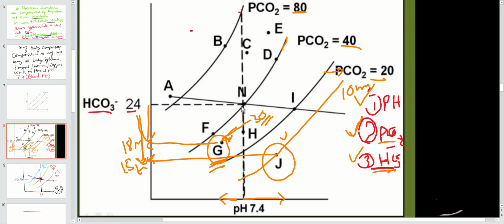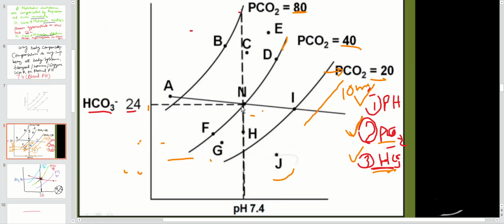And in this condition the patient is hyperventilating, right? And this J could be a point they show you in case of high altitude, right? This is what happens at higher altitude. Okay, now coming back, in these points I have explained to you the disturbances with compensation, right?